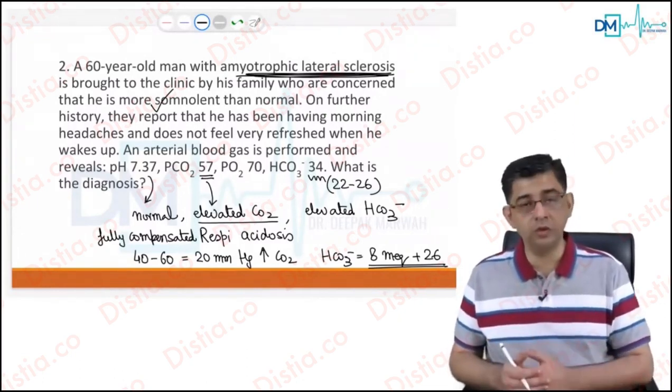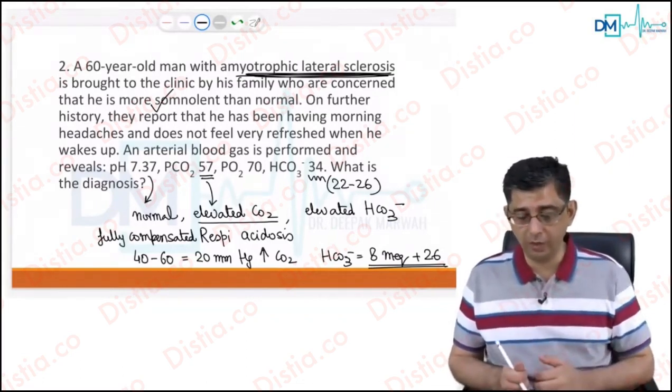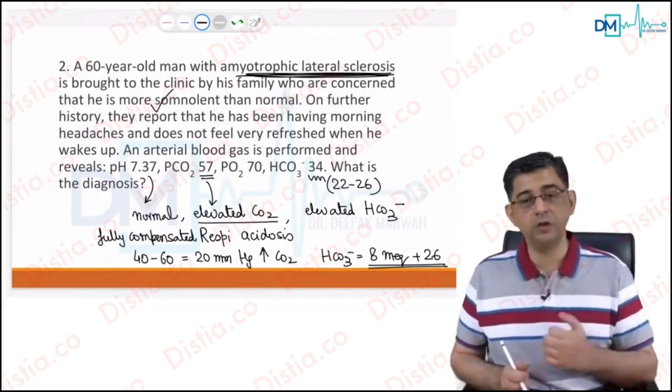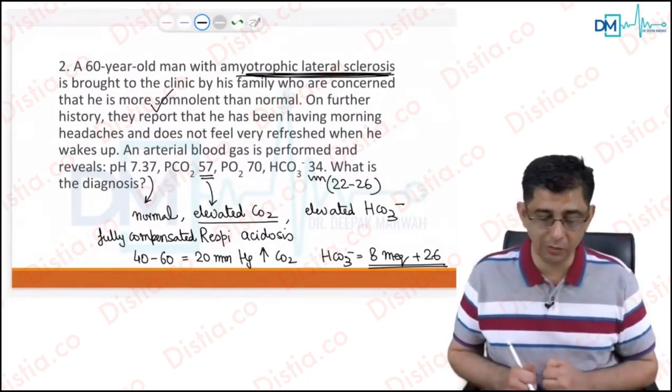He wants to see whether you know whether it is a partially compensated format or a fully compensated format. And if pH is normal, it is obviously fully compensated format. So the answer to this question is fully compensated respiratory acidosis.